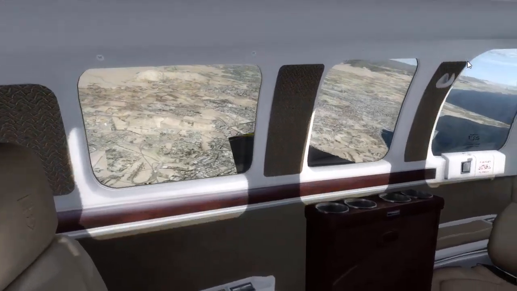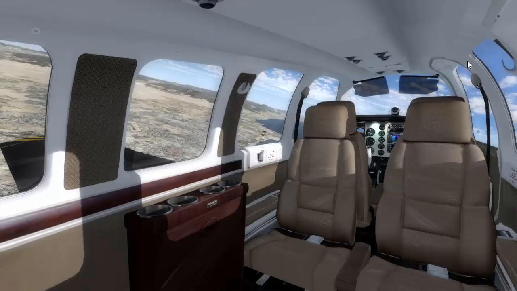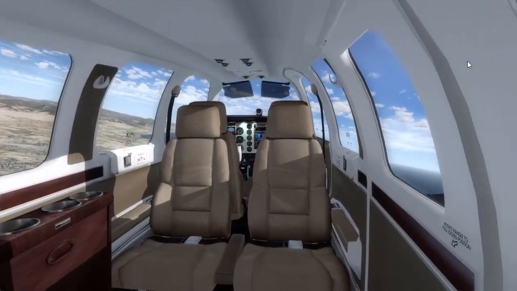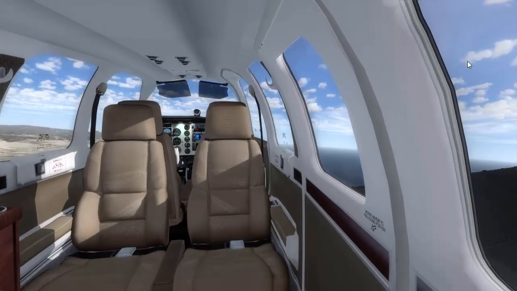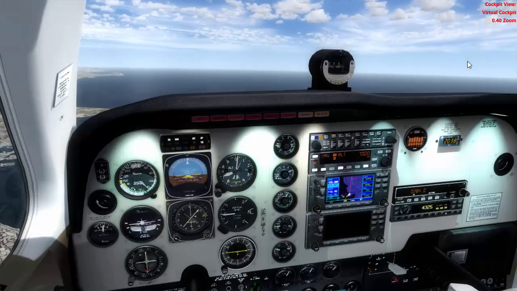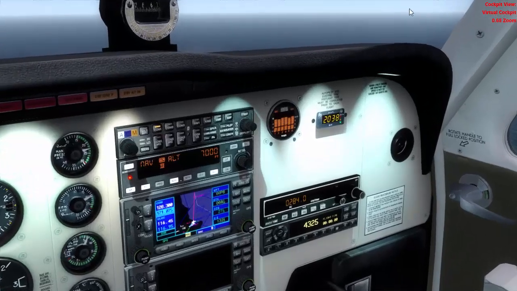Okay, so I wanted to share with you this sight because I think it is magic and it is beautiful. I wanted to show you this sight, and it is very nice. I will switch again to the pilot seat.